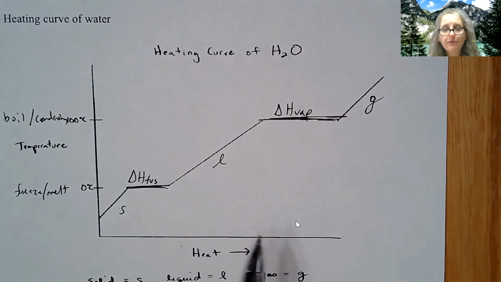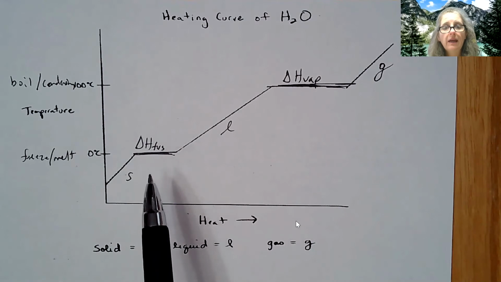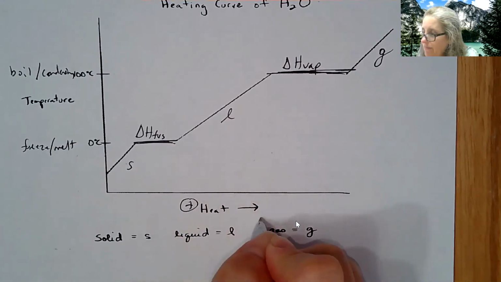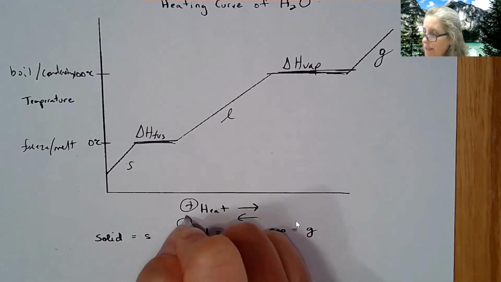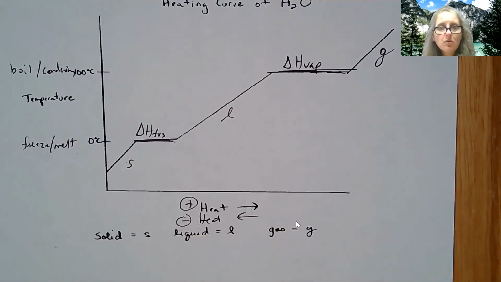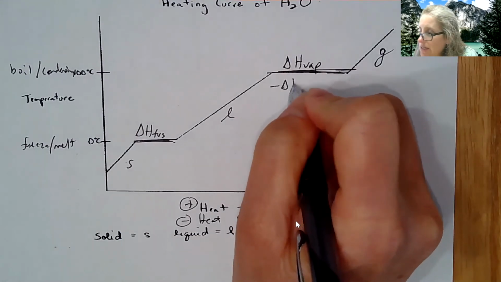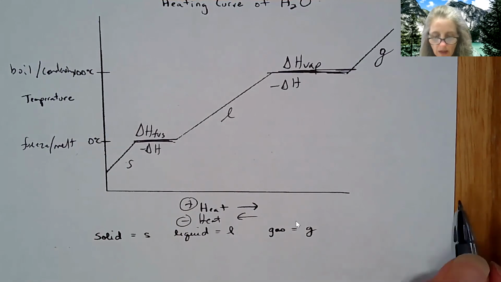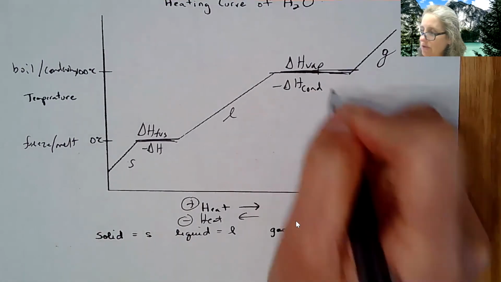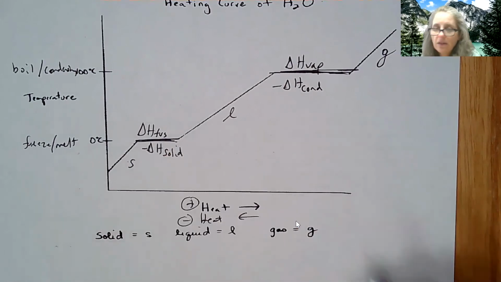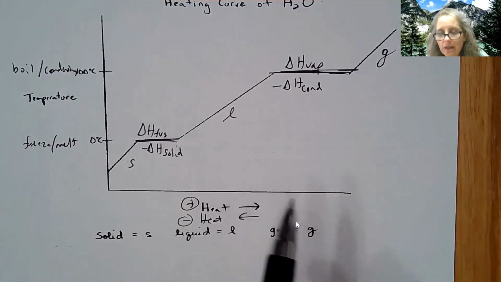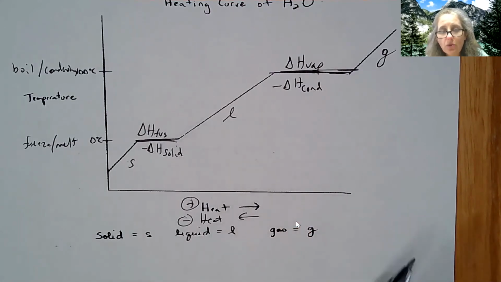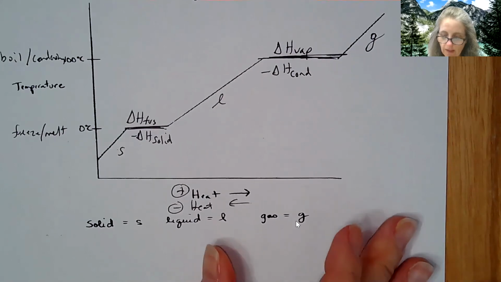Realize I'm going from left to right. If I'm going from left to right, I'm adding heat. If I go from right to left, I am then subtracting heat. So I could change these underneath to negative delta H's, and they have different names. This is heat of condensation, and this is heat of solidification. Again, you don't usually talk too much about those because they are the same numerical value. The only difference is going to be direction.